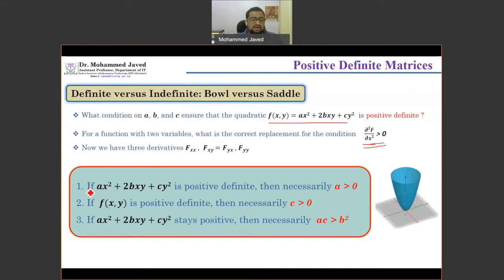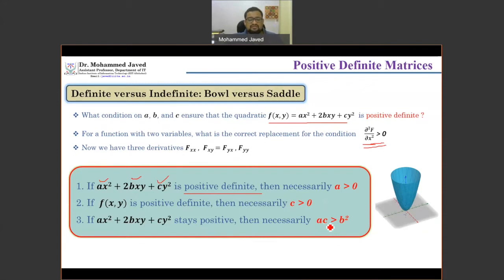So the condition now boils down to this: if ax square plus 2bxy plus cy square is positive definite, then necessarily a is greater than 0. So our first condition is that if it has to be positive definite, then the value a should be positive. Similarly, the second condition is that the variable c should be greater than 0. And finally, for the whole expression to be positive, ac should be greater than b square. So now simply substitute the values of a, b and c here.